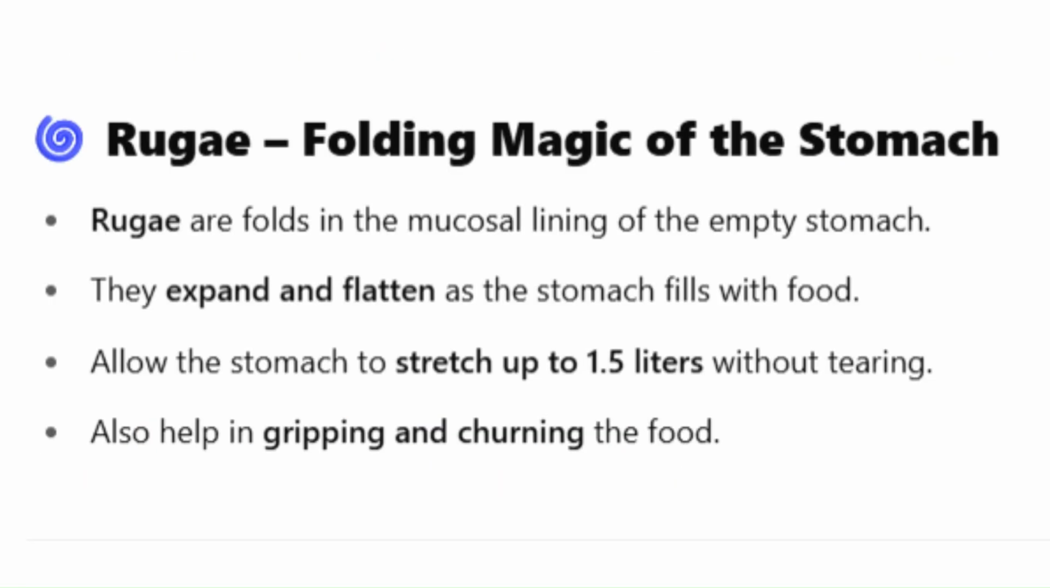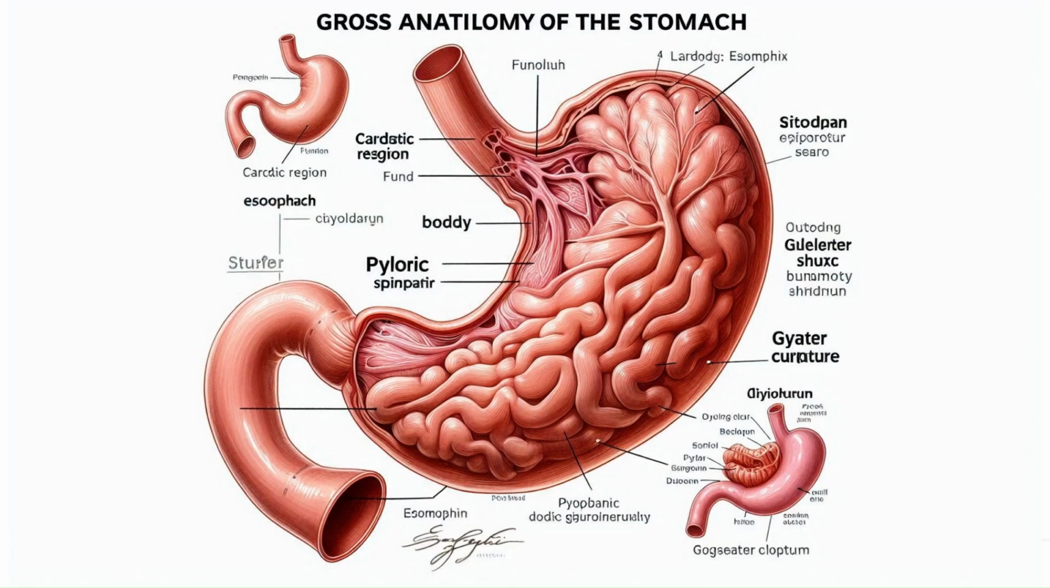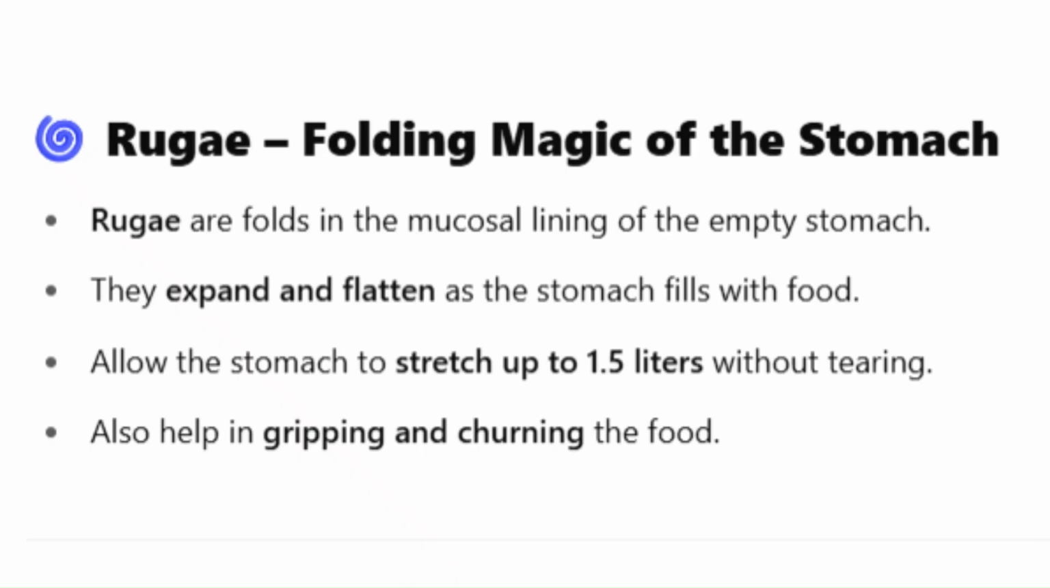Rugae, folding magic of the stomach. Rugae are folds in the mucosal lining of the empty stomach. They expand and flatten as the stomach fills with food. Allow the stomach to stretch up to 1.5 liters without tearing. Also help in gripping and churning the food.